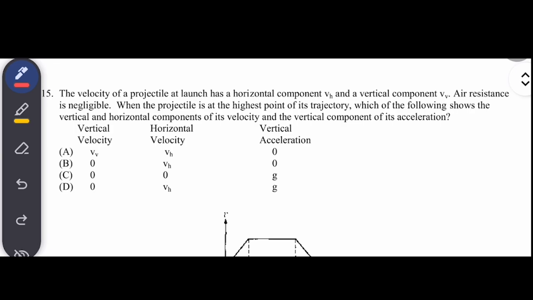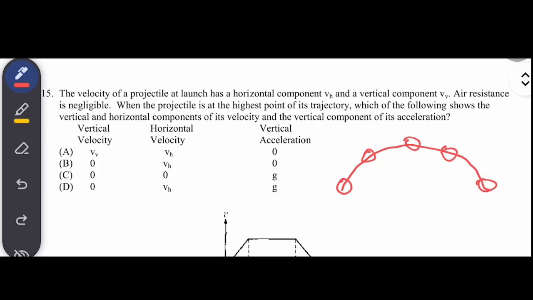So this question is asking us about projectile motion, and in projectile motion there are some key characteristics that we have to remember. Projectile motion is when we have an object that is launched and it goes in a parabola sort of shape. So the projectile starts from here, it's shot out, and it follows this trajectory of a parabola and it lands down.